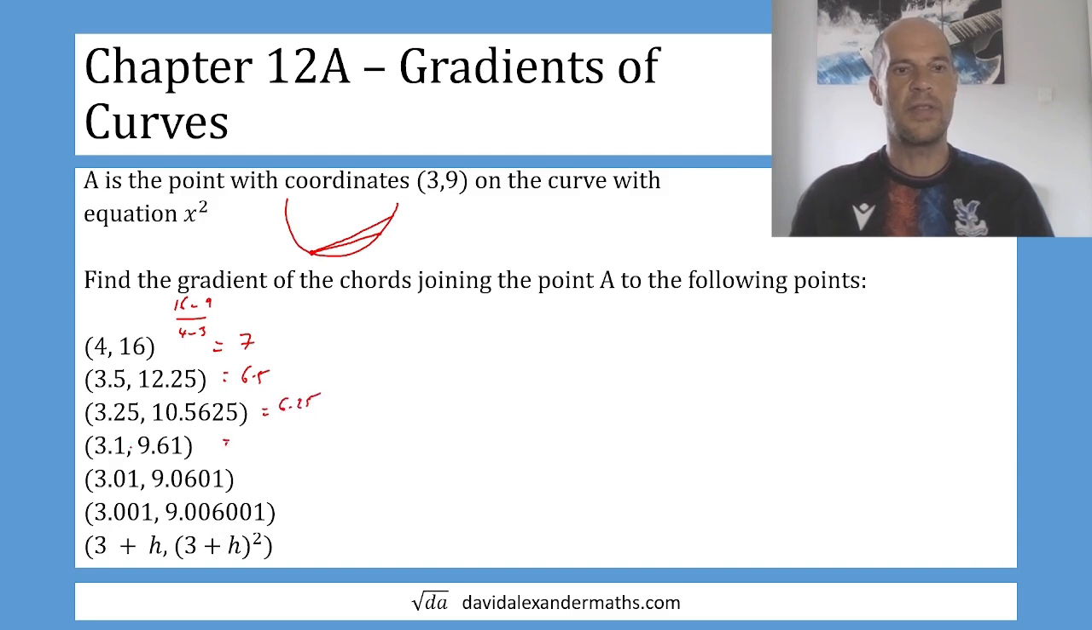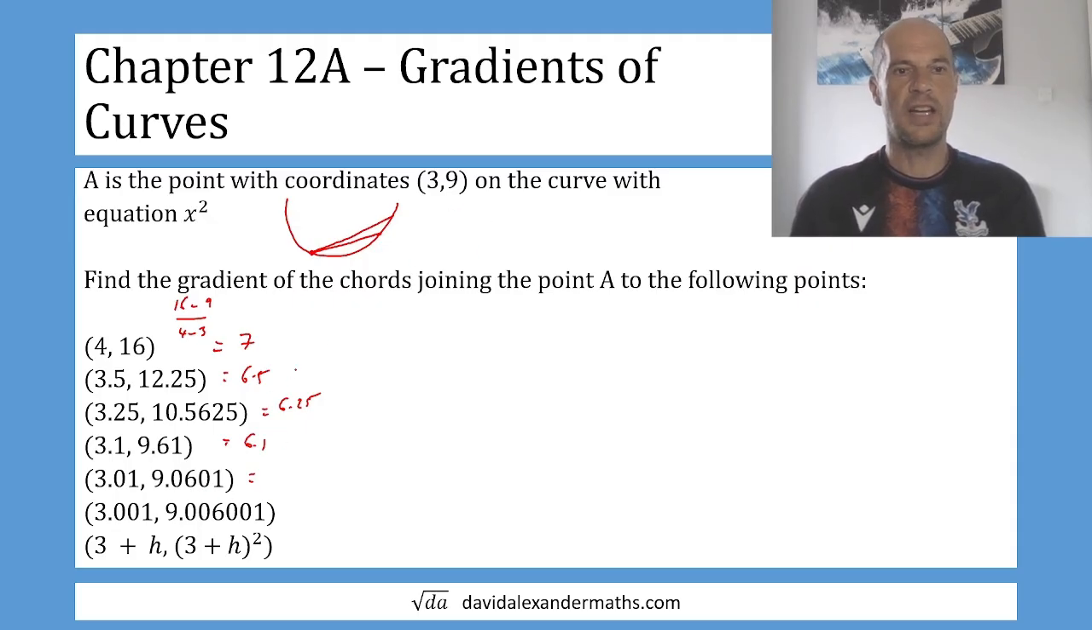Let's do the same with 3.1. 9.61 minus 9 divided by 3.1 take away 3, that is 6.1. So we can see the gradient has gone from 7 to 6.5 to 6.25 to 6.1. Will it go under 6, I wonder? Well, let's see.